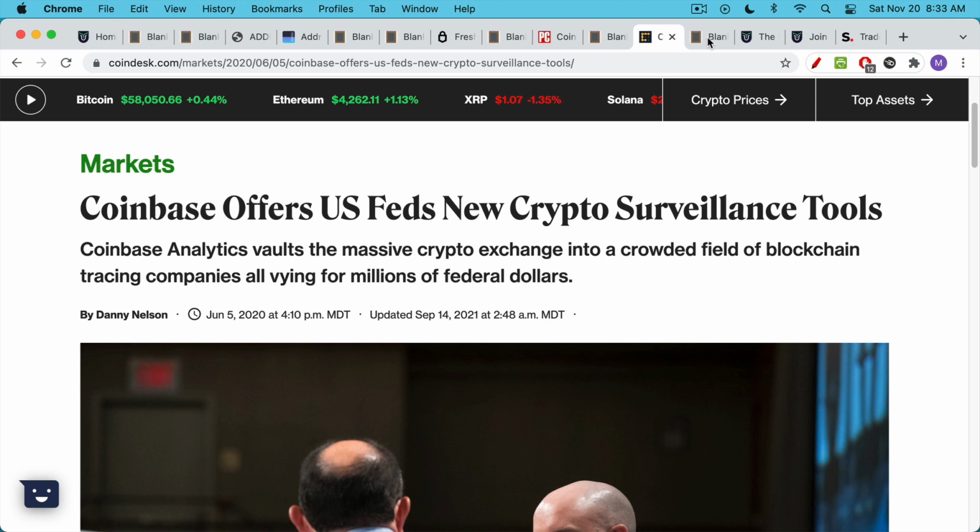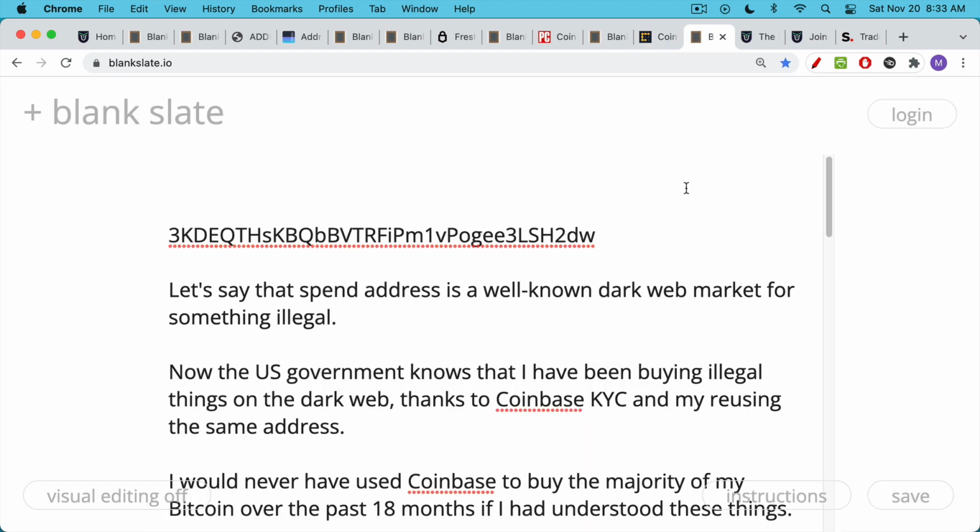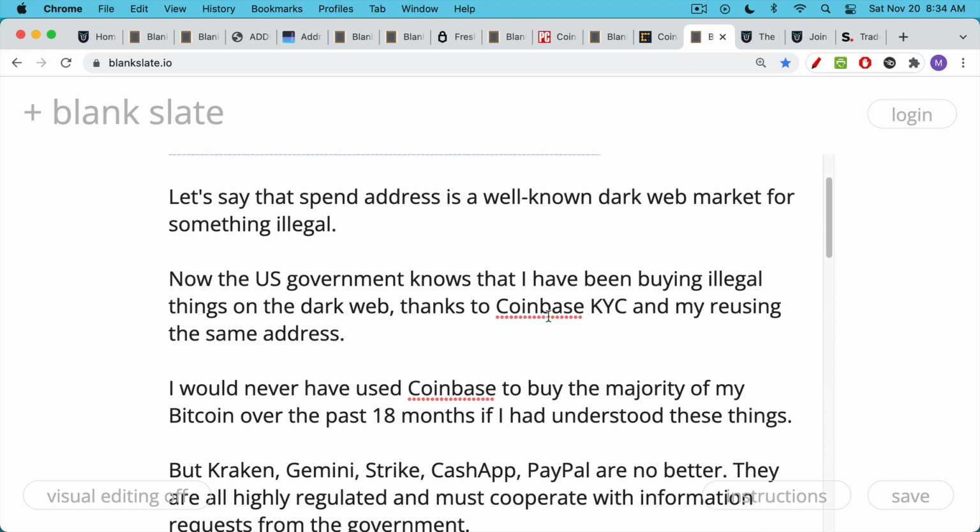Now, this is something, if I'd been paying attention, I would never, ever have used Coinbase to buy my Bitcoin. So if we merge these two examples, we can see that, let's say I buy the Bitcoin on Coinbase, I withdraw it, I do the spending to this dark web market for something illegal, and Coinbase is actively supplying this information to the U.S. government.